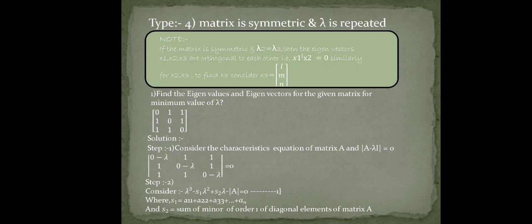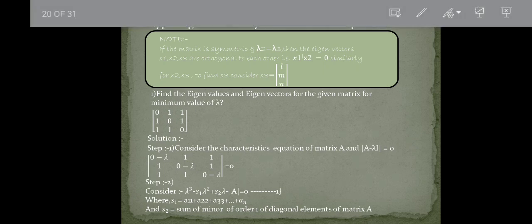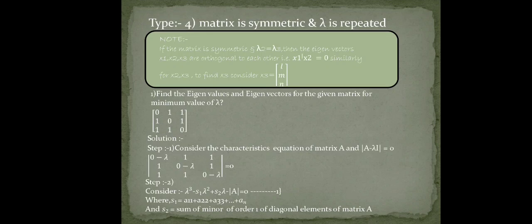Find the eigenvalues and eigenvectors for the given matrix for the minimum value of lambda. So this is the matrix. In the first step, we consider the characteristic equation of matrix A, that is A minus lambda I equals 0. So take all the diagonal values and subtract lambda from them. In step 2, we consider the matrix equation, that is lambda cube minus S1 lambda square plus S2 lambda minus determinant of A equals 0. In this equation, S1 is the sum of diagonal elements, S2 is the sum of minors of order 1 of the diagonal elements of matrix A.